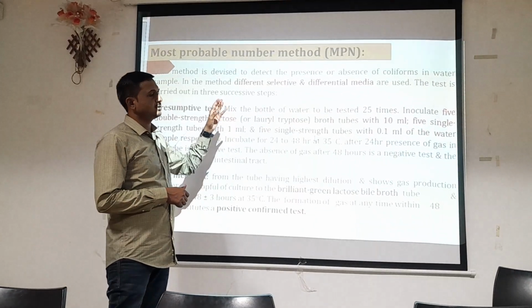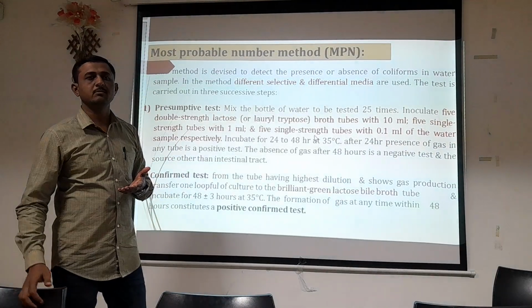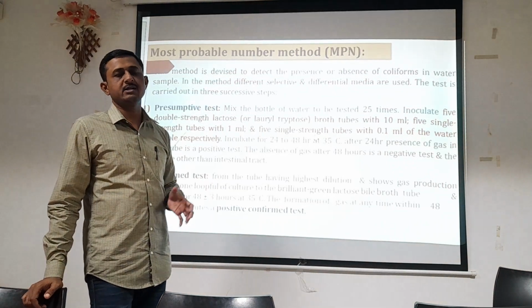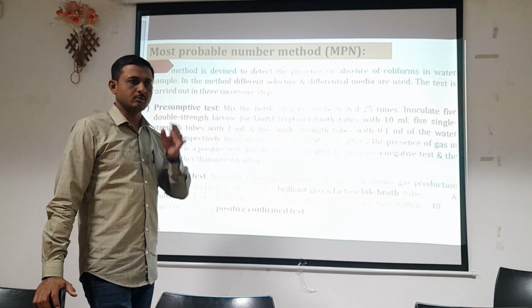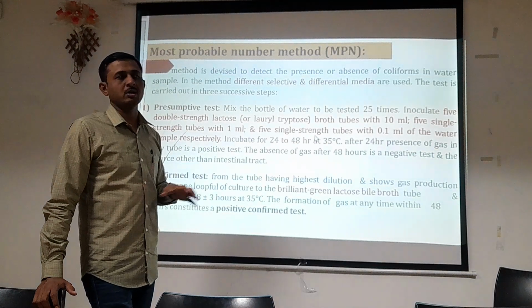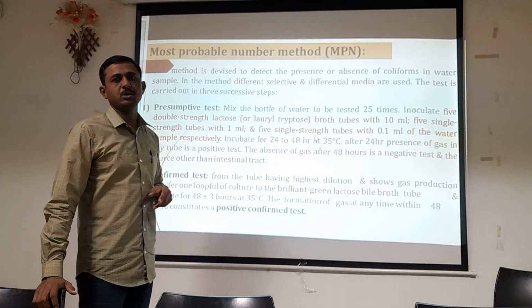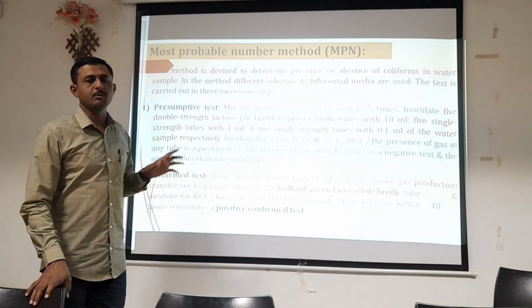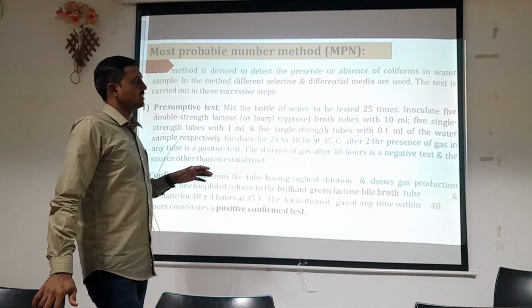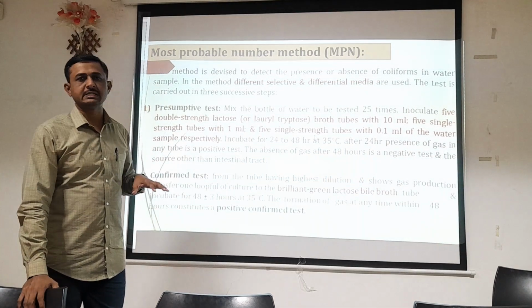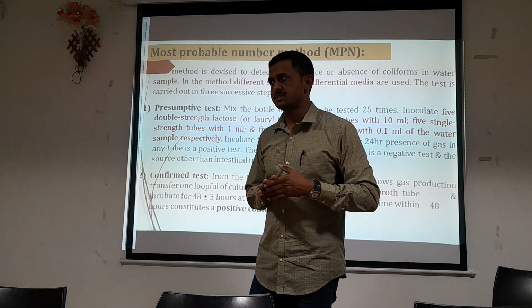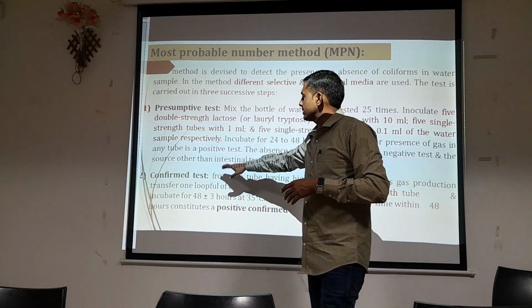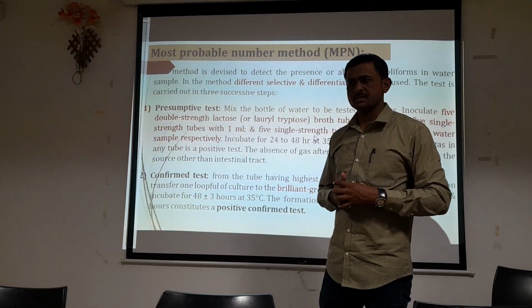In the case of selective media, only a particular type of organism grows, and that media is called selective media. With differential media, on the basis of whether organisms are lactose fermenting or not, we differentiate that particular organism. The MPN method, the most probable number method, is carried out in 3 different steps: presumptive test, confirmatory test and completed test.